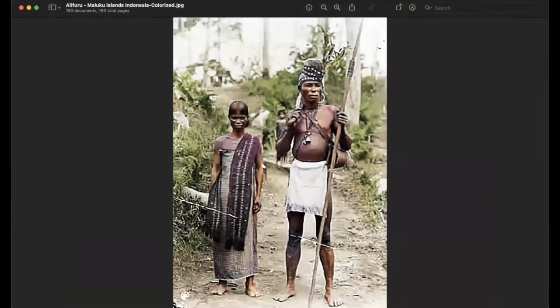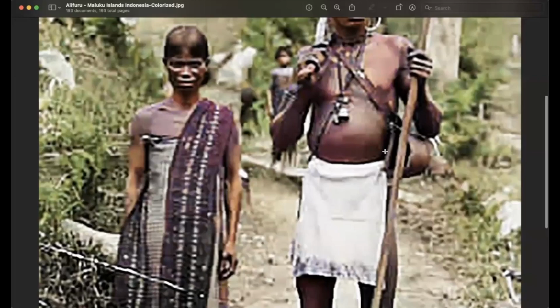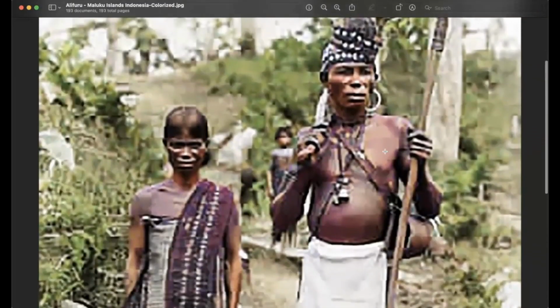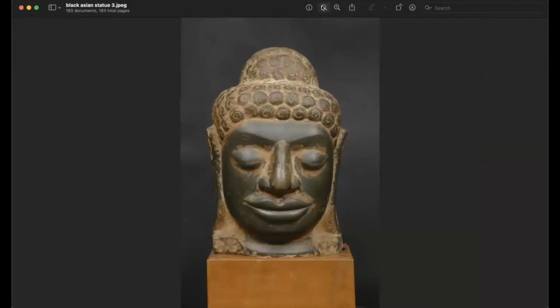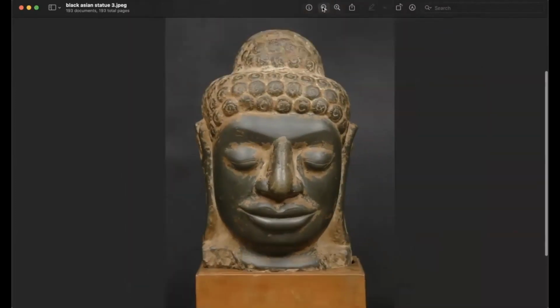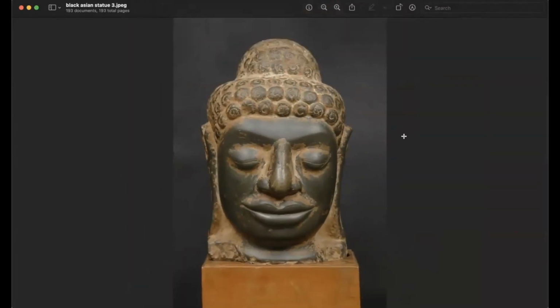We got the Alifuru people, the Alifuru. They try to say these people are African just because of their very swarthy complexion. Again, from the Maluku Islands of Indonesia. Indonesia, all right? Remember I showed you where the Maluku Islands was? Right here, when I started showing you another statue here. As you guys can see, just use your eyes. For me, it's self-explanatory, just looking at it.